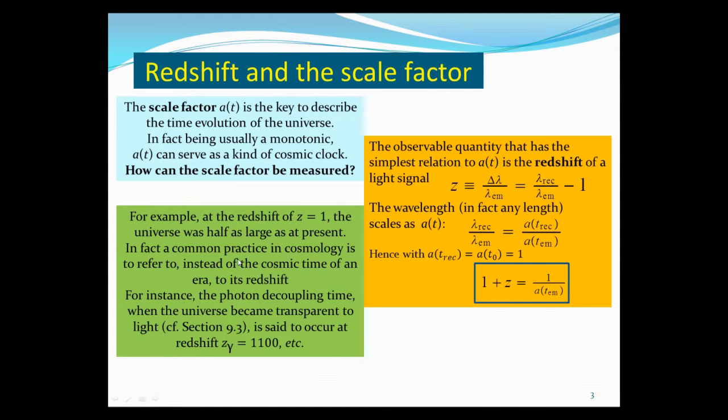In fact, the common practice in cosmology is to refer, instead of to the cosmic time of the era, to its redshift. For instance, the photon decoupling time, which is the time when the cosmic microwave background is generated, when the universe became transparent to light, is said to occur at a redshift of about 1100, etc.